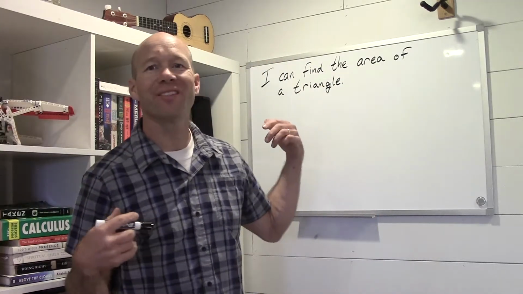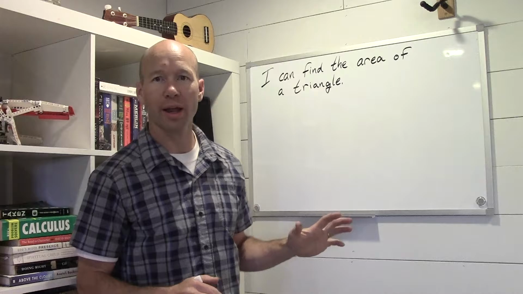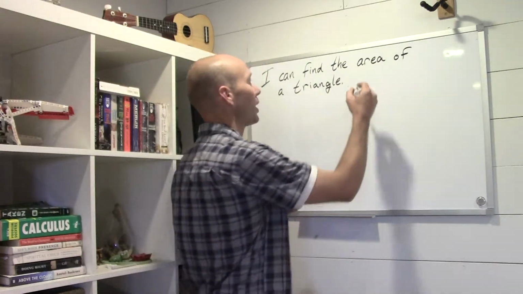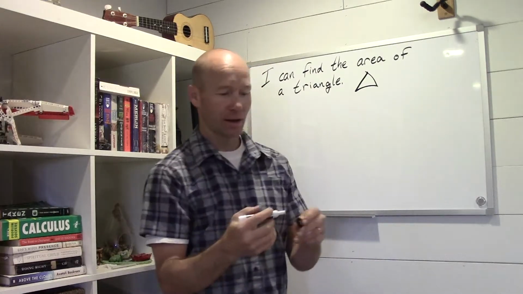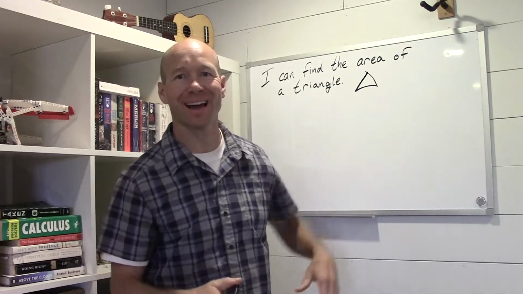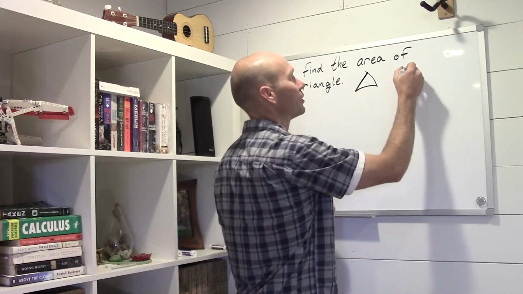Today, we are going to find the area of a triangle. So you guys remember a triangle is any figure that has three sides. We can have all kinds of triangles.